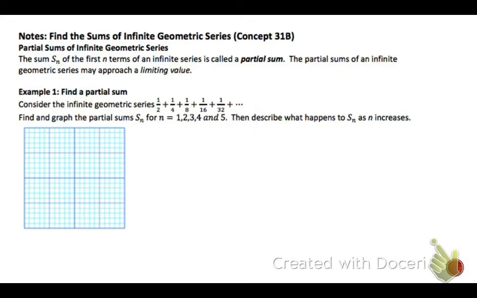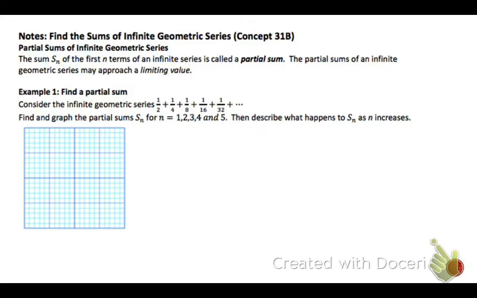All right, so let's talk about partial sums of an infinite geometric series. The sum S sub n of the first n terms of an infinite series is called a partial sum. This capital S stands for sum. The partial sums of an infinite geometric series may approach what we call a limiting value, and that limiting value we will call the sum. So look at this example.